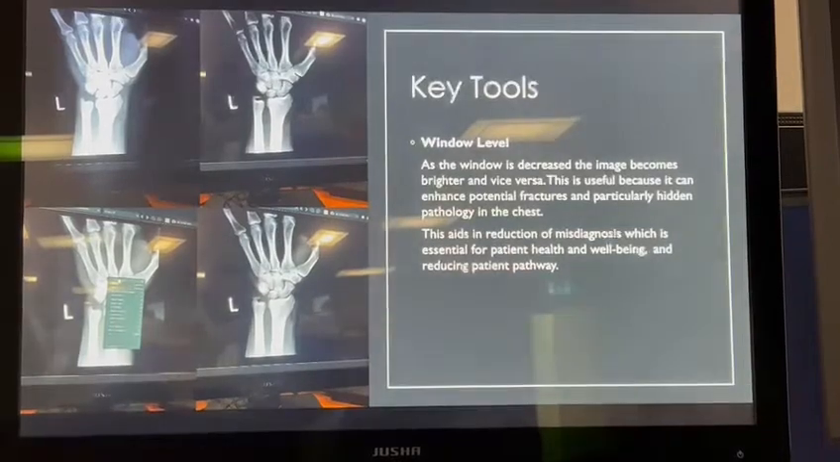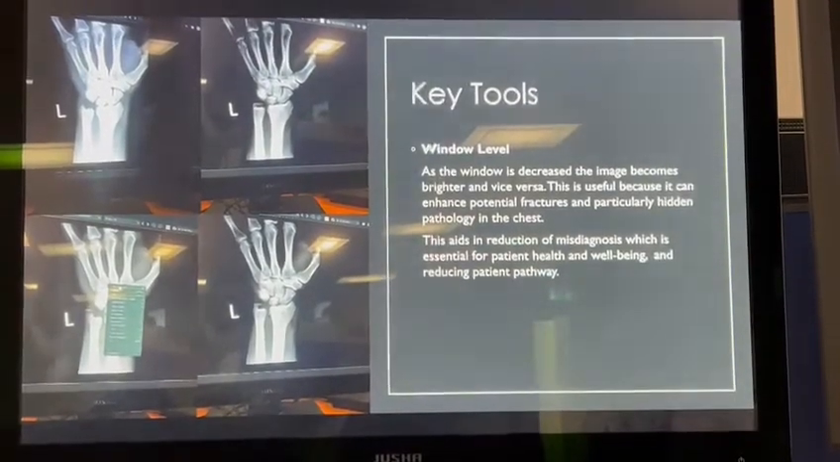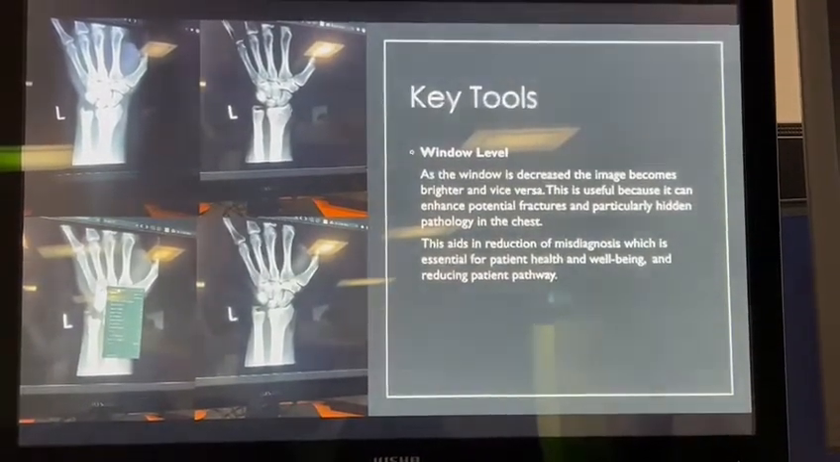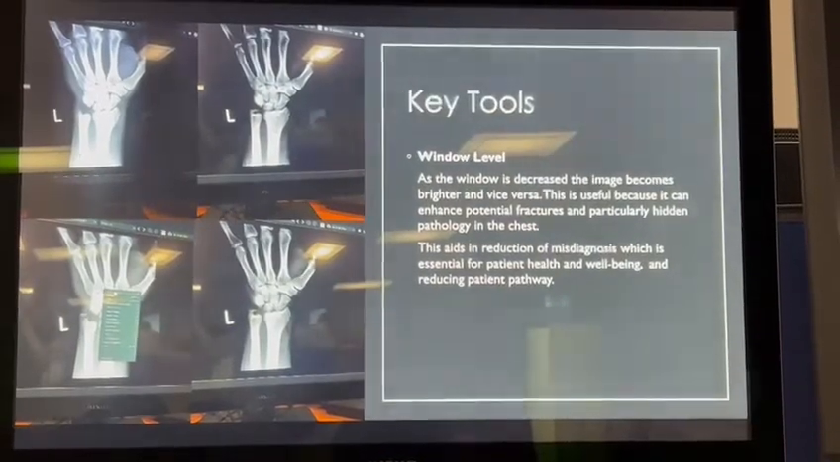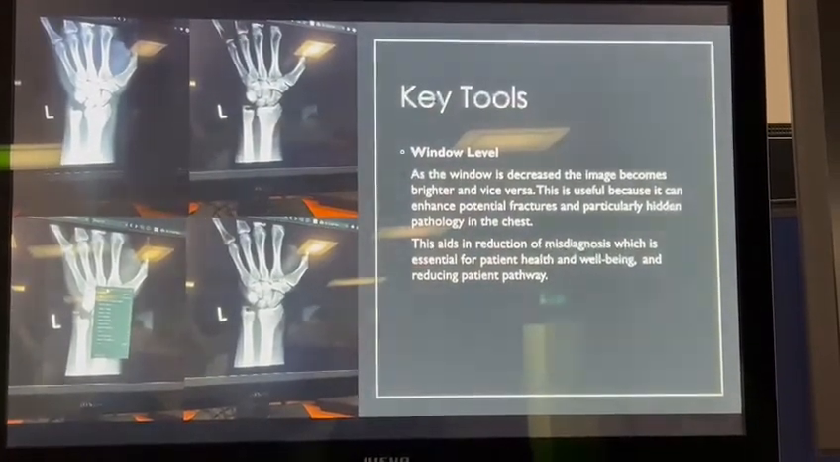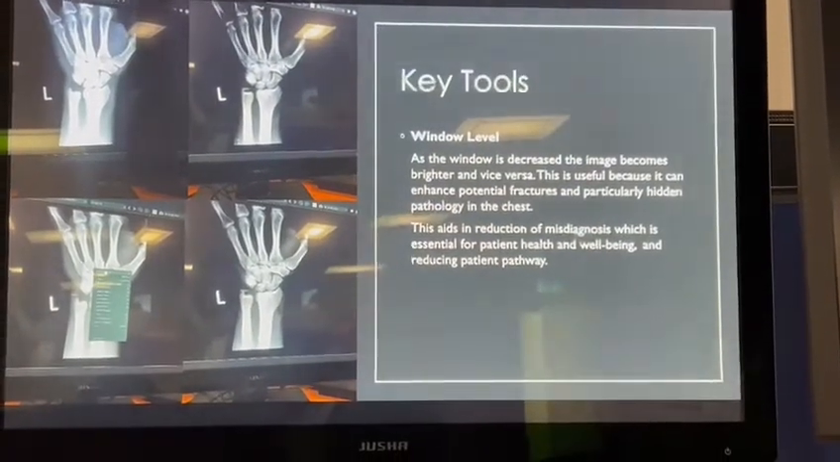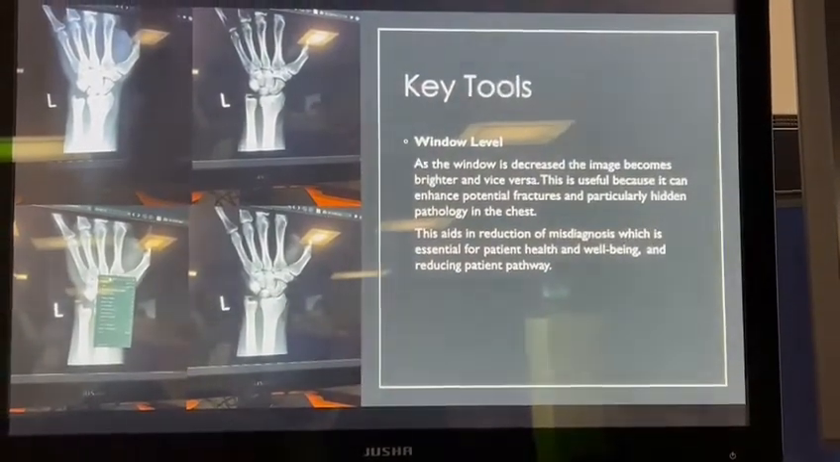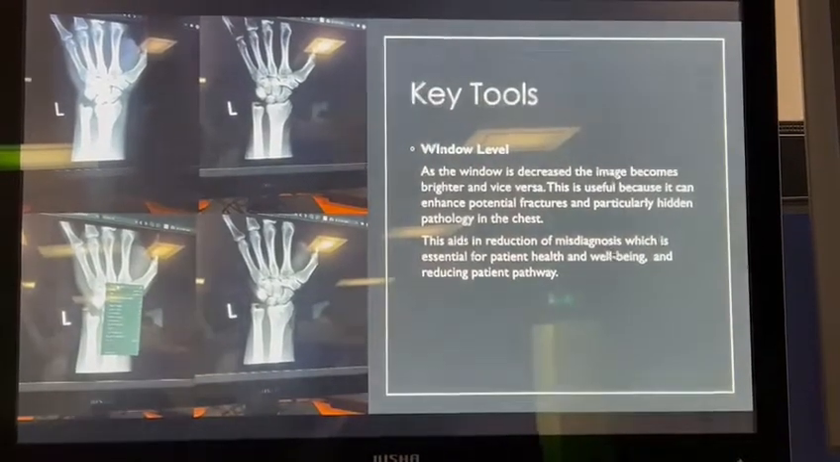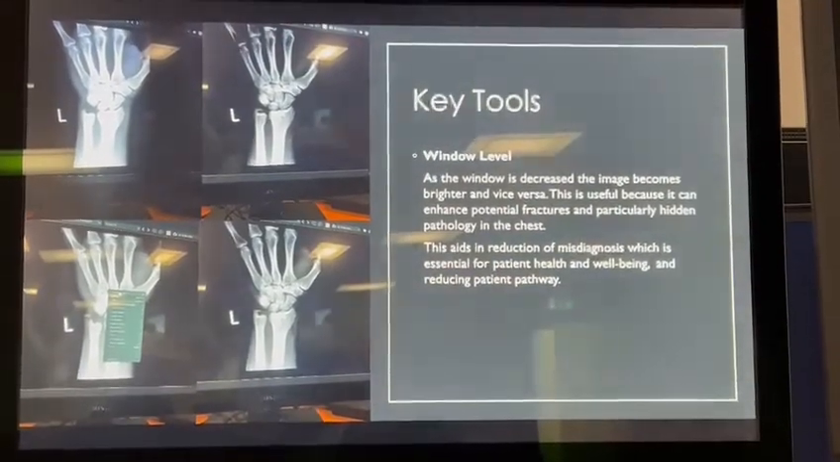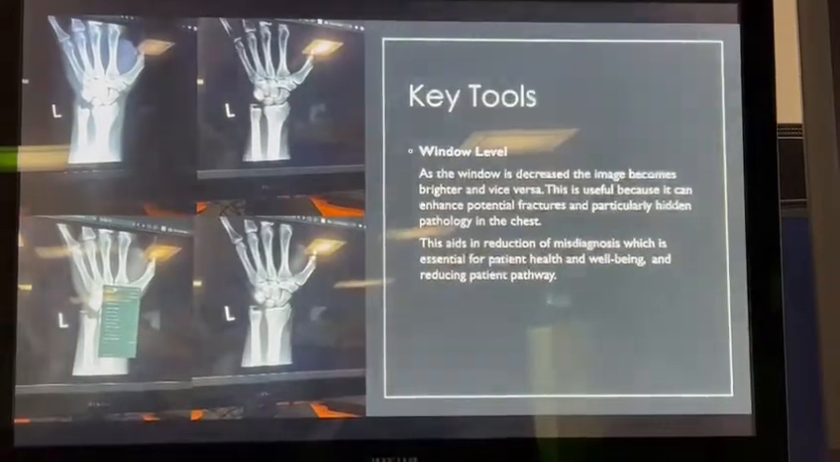This tool enhances the images to see potential fractures and hidden pathology in chest, wrists, any anatomy. This aids in reduction of misdiagnosis, which is essential for patient health and well-being, and reducing patient pathway.